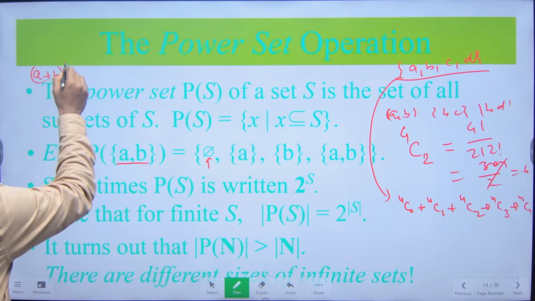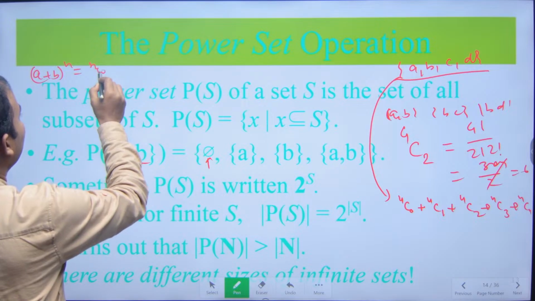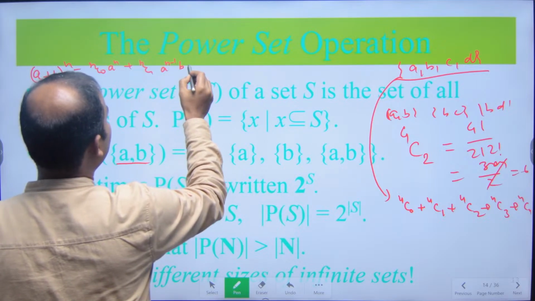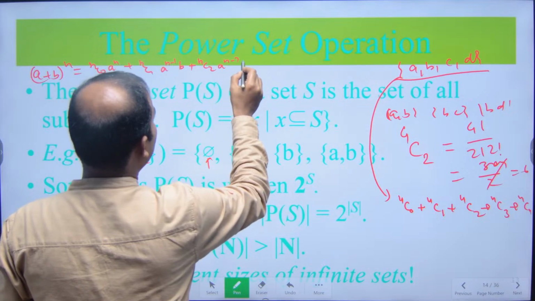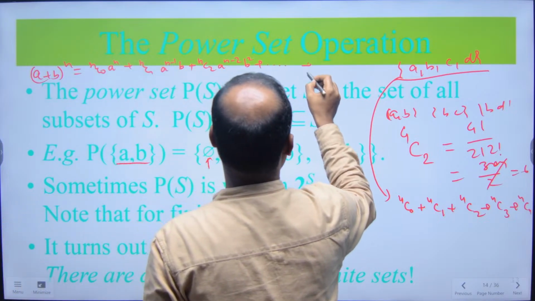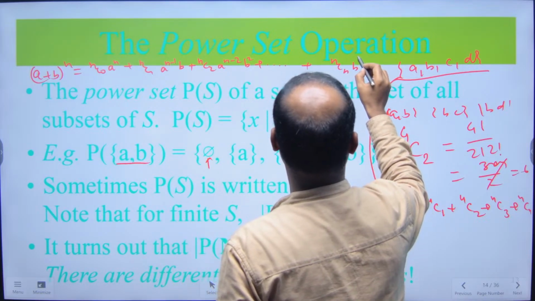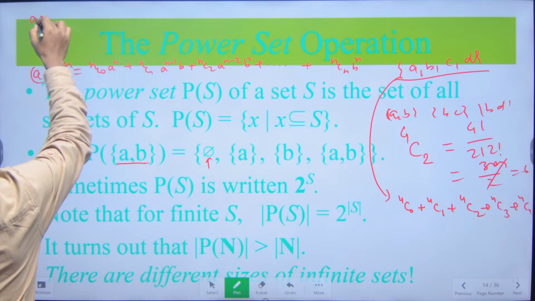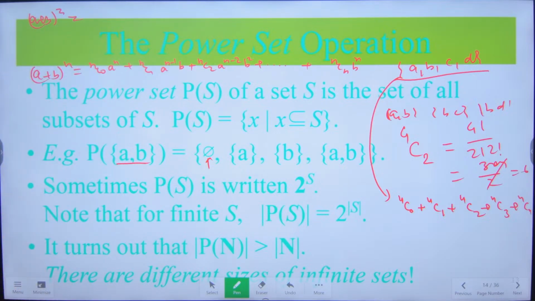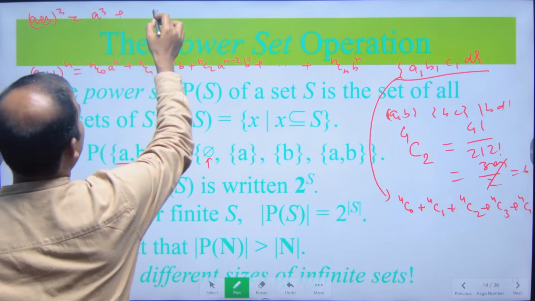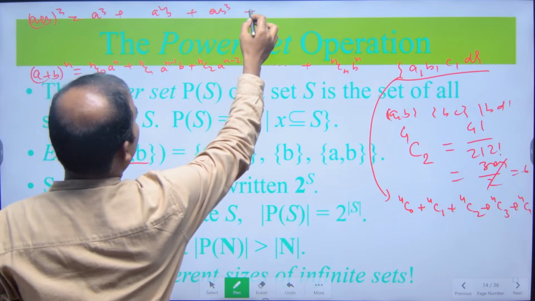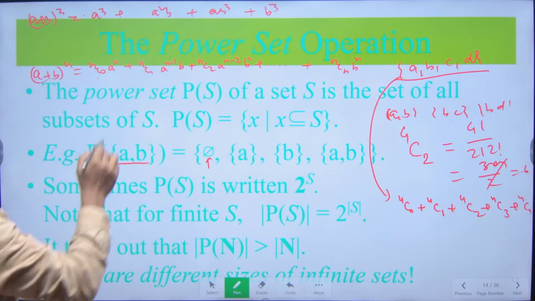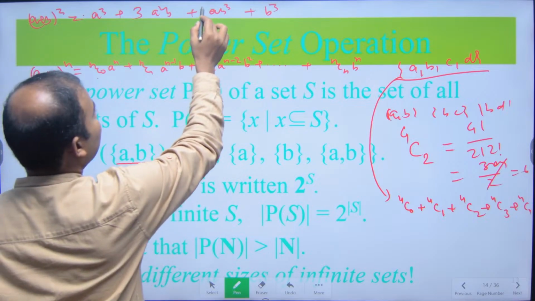(a plus b) raised to power n is what? nC0 a raised to power n plus nC1 a raised to power n minus 1 b plus nC2 a raised to power n minus 2 b square, similarly nCn and b raised to power n. This you know. For example, (a plus b) cube is a cube plus 3 a square b plus 3 a b square plus b cube, where the coefficients are 3C0 is 1, 3C1 is 3, 3C2 is 3, and 3C3 is 1, and this is b cube.